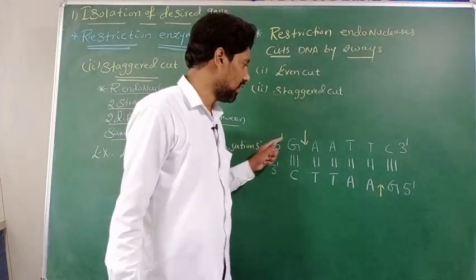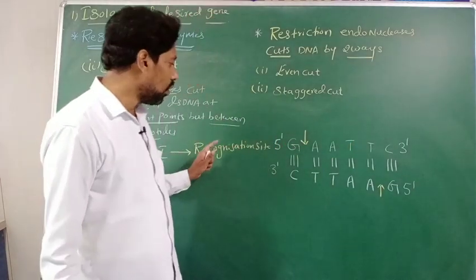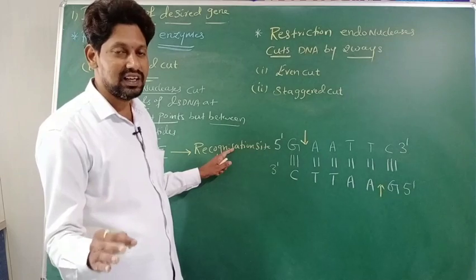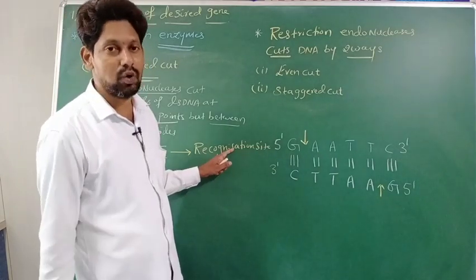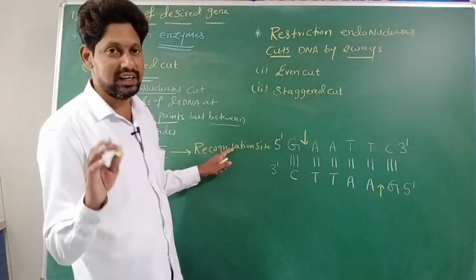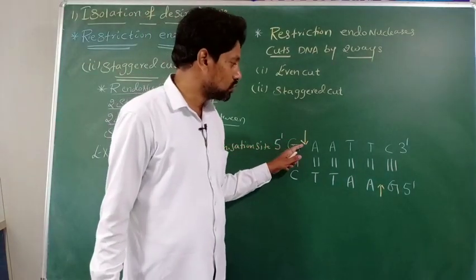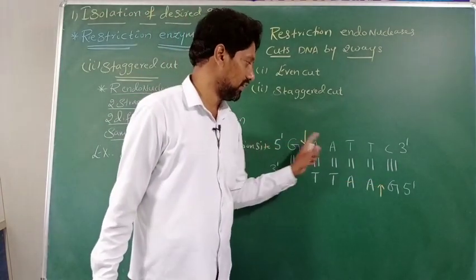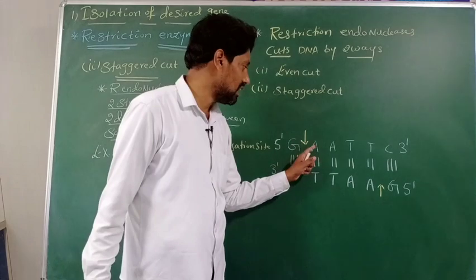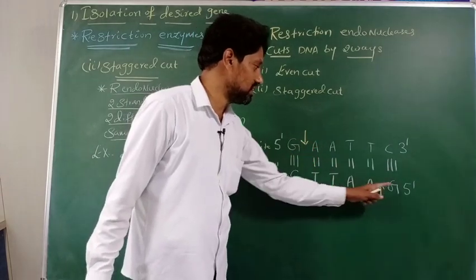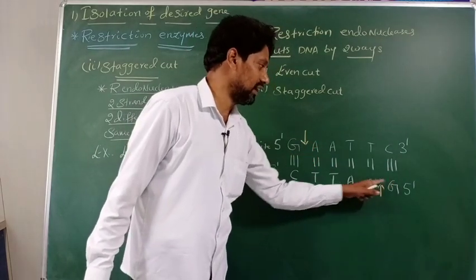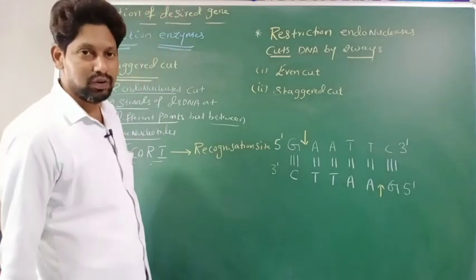GAATTC, reading from 5 prime to 3 prime. EcoRI makes which cut? Staggered cut. It means it cuts two strands at two different points, but between the same nucleotides. Is this statement okay?